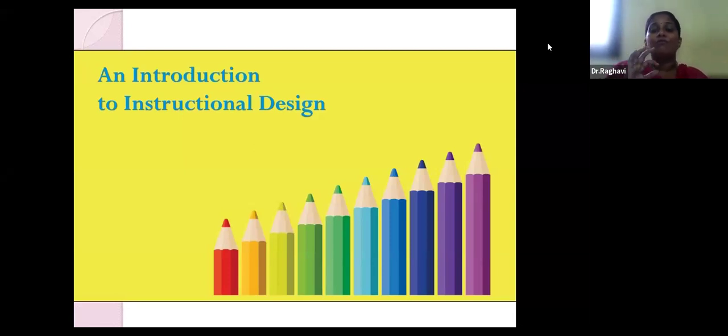So if an area of the training doesn't meet the previously set standards, it's the responsibility of the instructional designer to revamp the course to make sure that the learners are able to understand the topic and make sure the company is working efficiently, and the resources are being used properly and effectively.